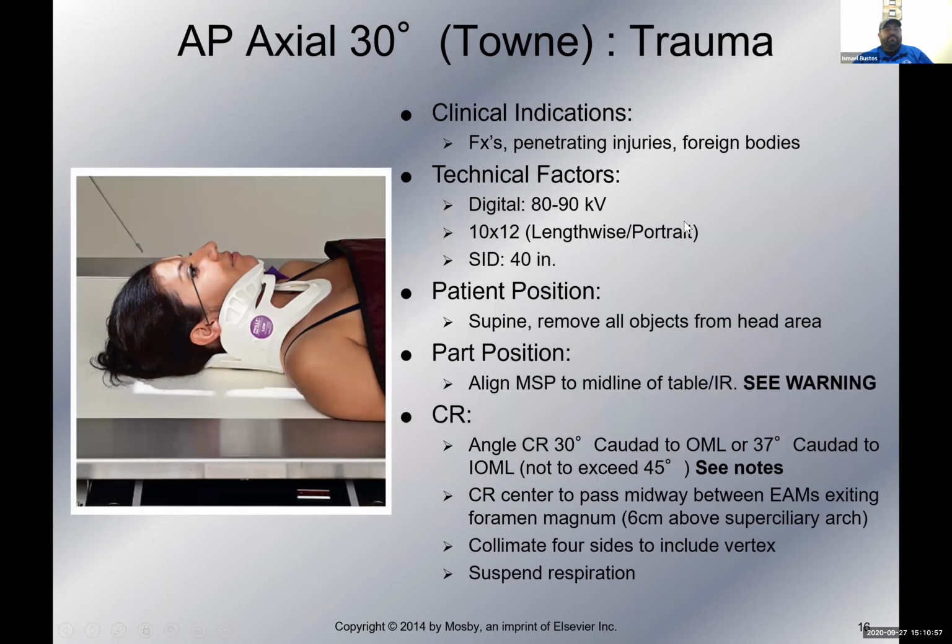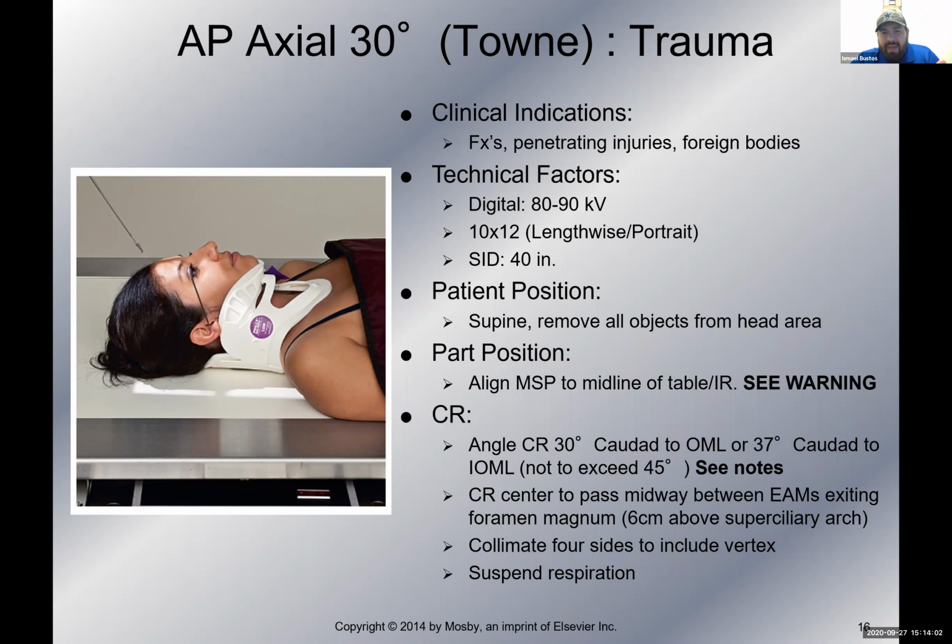Okay. Now let's talk about the 30 degree AP axial Towne projection. For this 30 degree Towne, we are again looking for the normal things we would normally look for in an AP axial Towne that's not trauma: looking at the occipital bone, dorsum sellae within the foramen magnum, those types of things. But this is just done if the patient cannot flex the head. KVP is 80 to 90, 40-inch SID.